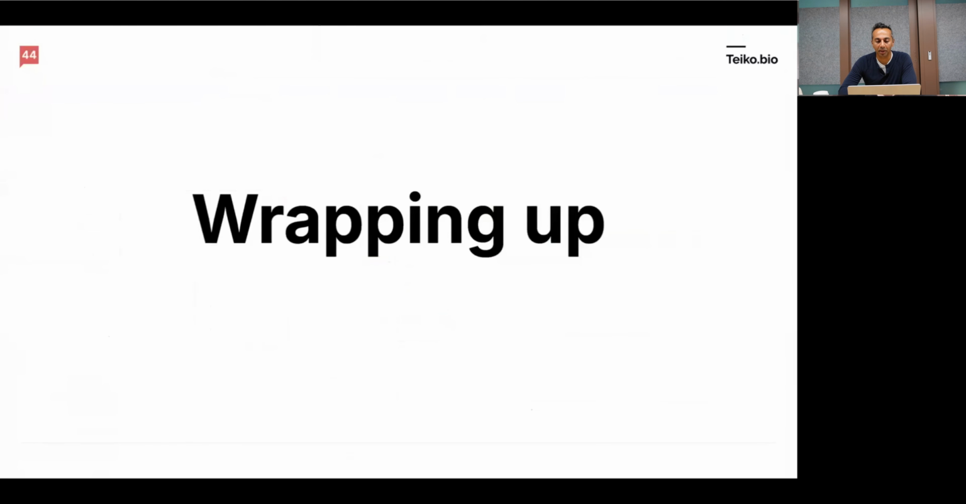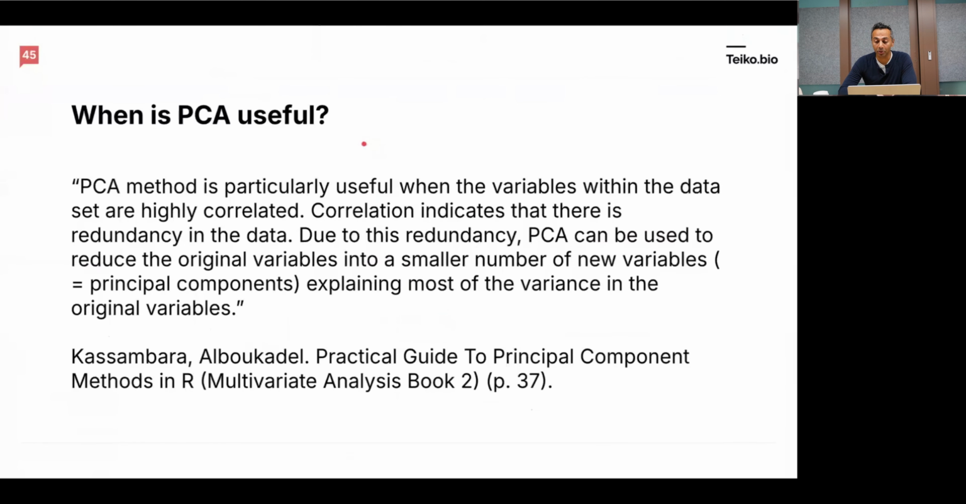So wrapping up, PCA is particularly useful when the data set is highly correlated. So you can assume that there may be redundancy in the data, or that you can potentially drop variables without losing explanatory power. So this is a great quote, which is PCA can be used to reduce original variables into a smaller number of new variables, but still explain a lot of the variance of the original variables. In fact, you can even quantify how much is retained afterwards.